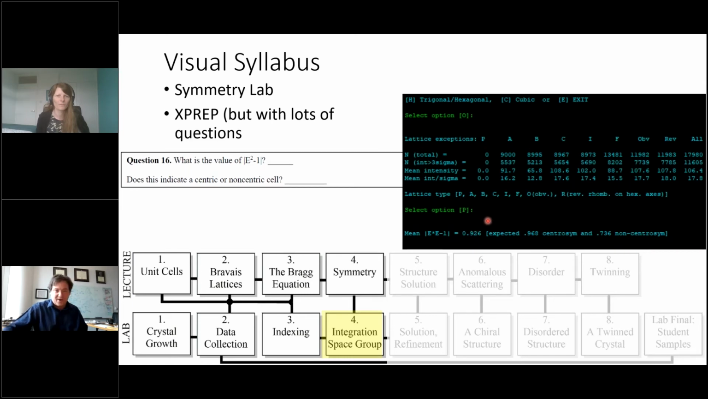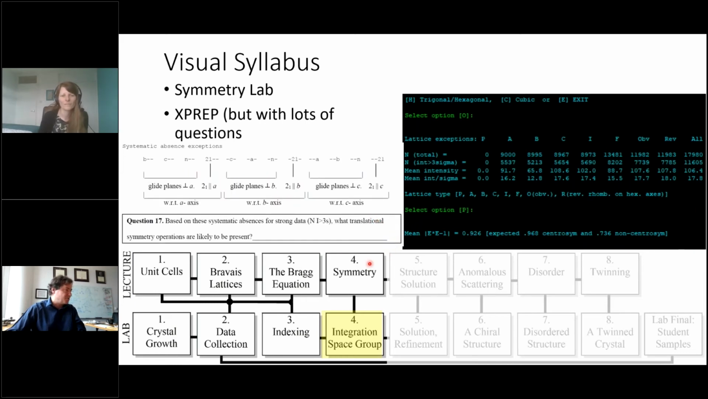You know, when I'm going through XPrep, like many of you, you're probably just going enter, enter, enter, enter, enter, and just zipping through things, especially if you know you have good data. But we stop and we look at these things. Have the students look at the intensity statistics, the E squared minus 1, and see if they can predict whether they're going to get a centric or non-centric cell.